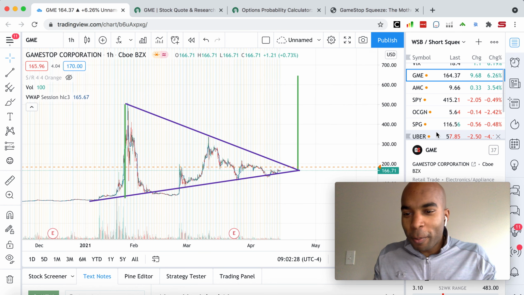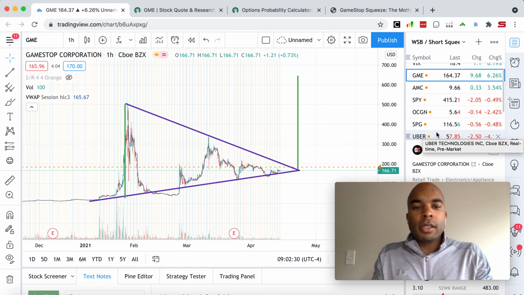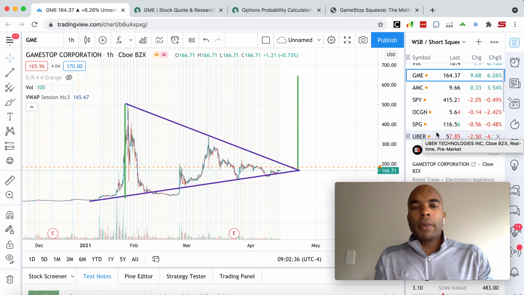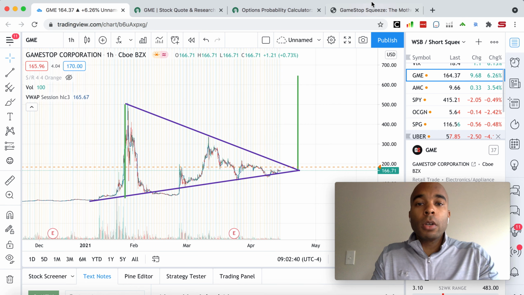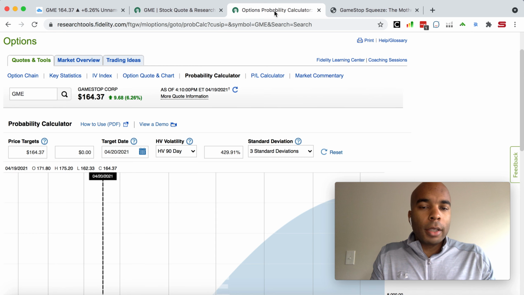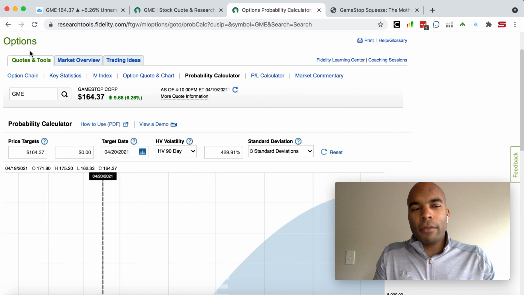I'm super pumped because this is the mother of all short squeezes, which will probably trigger other short squeezes. So one, this makes me bullish on GME because of this chart. Two, I'm going to show you this. You can do this yourself. If you go to fidelity.com and look at their options, you have to have an account. You look at their options tool, click on probability calculator, type in GME, and you get this.